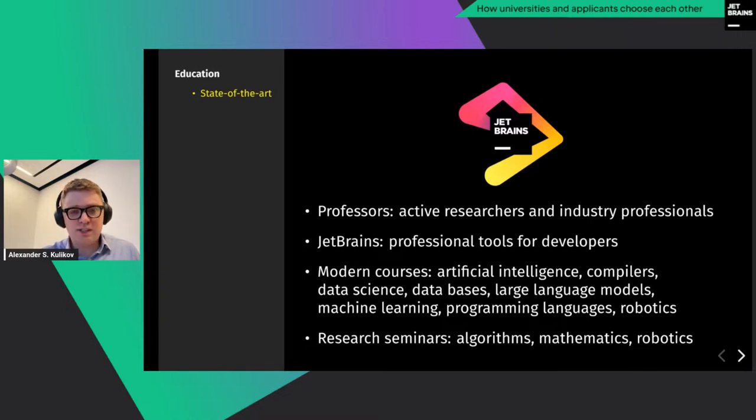So we make sure that we, as professors, invite active researchers and industry professionals. So most of our mathematical or theoretical courses are taught by researchers who are active, who publish papers, and with whom you can publish papers as a student. On the other hand, to teach programming courses or technological courses, we usually invite professionals from industry. Also, our program is designed by JetBrains, and many people from JetBrains actually teach courses. JetBrains is a professional company that develops programming languages, compilers, professional tools, and so on. And many people are involved in our educational process.